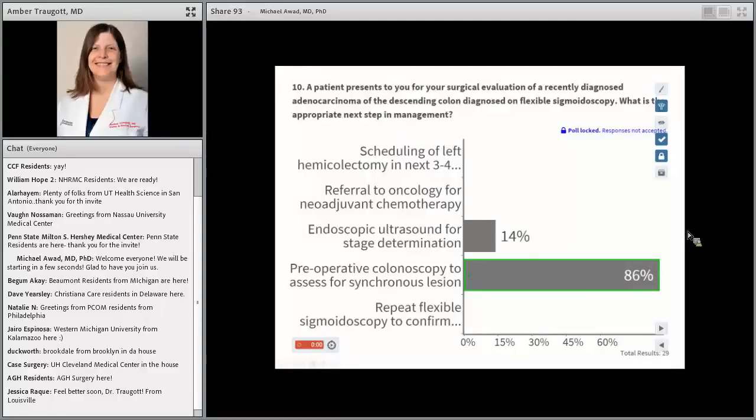So that's correct. If the patient was diagnosed only with a flexible sigmoidoscopy, you've not completed your assessment to look for any synchronous lesions, which can occur at a rate of about 3 to 5%. An endoscopic ultrasound really couldn't be performed easily at that location. The preoperative staging for colon cancer is usually done by CT to look for metastatic disease.